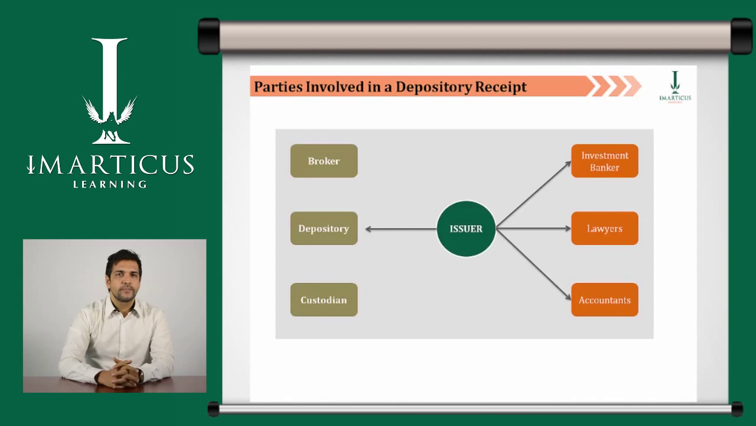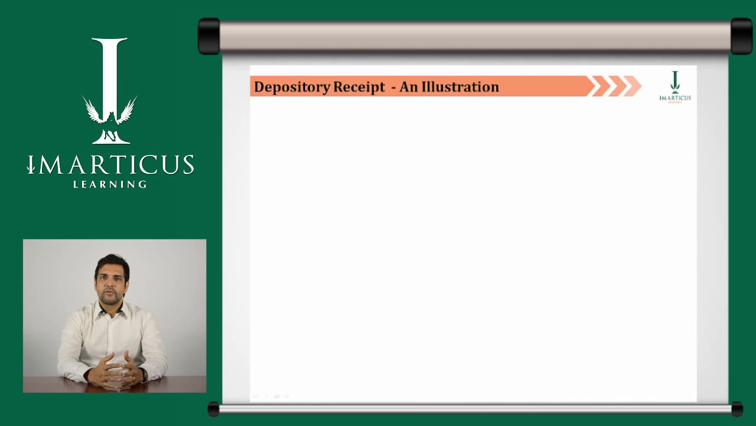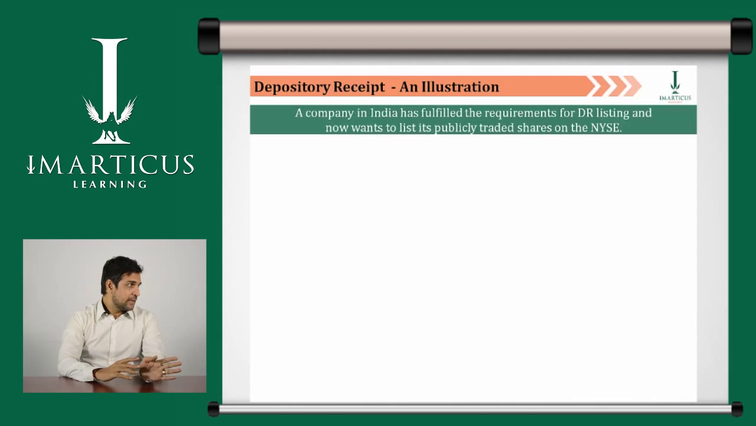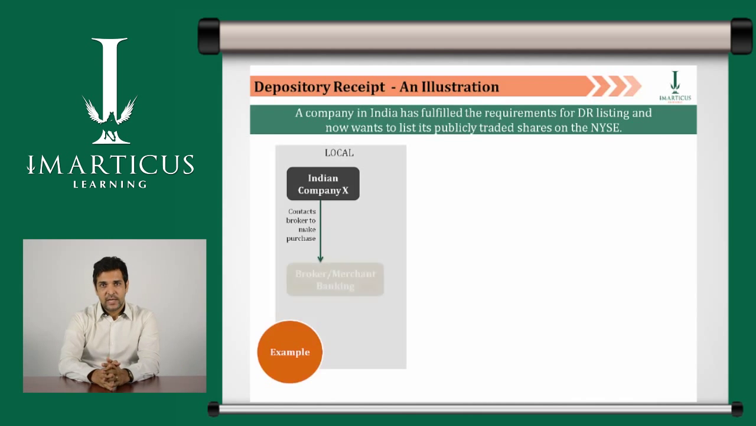So how does a depository receipt actually work in the real world? Let's say a company has fulfilled the requirements for depository receipt listings and now wants to list its publicly traded shares on the New York Stock Exchange. So first, the Indian company X has to contact a broker or a merchant bank to make purchase of its shares.